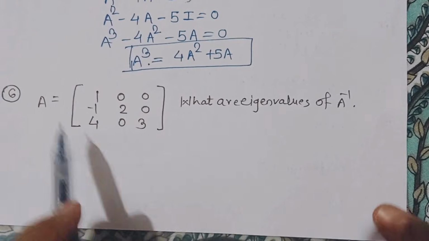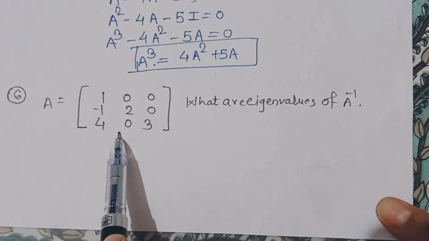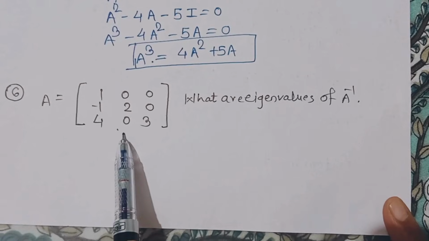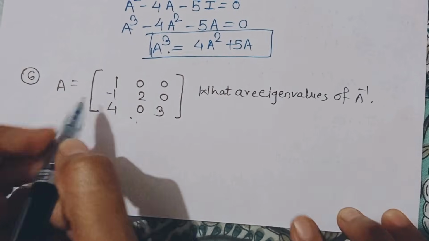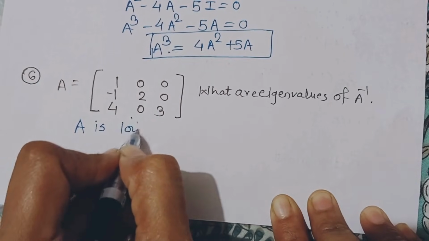Next question: matrix A is given. We have to find the eigenvalues of A inverse. Before that, we have to find the eigenvalues of matrix A. So clearly this A is a lower triangular matrix. A is a lower triangular matrix.